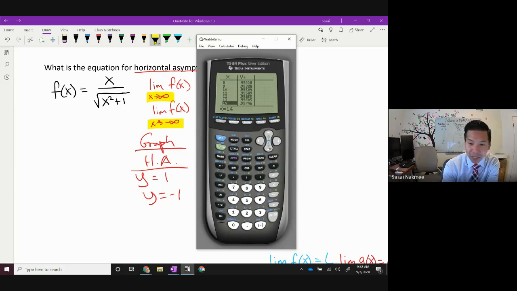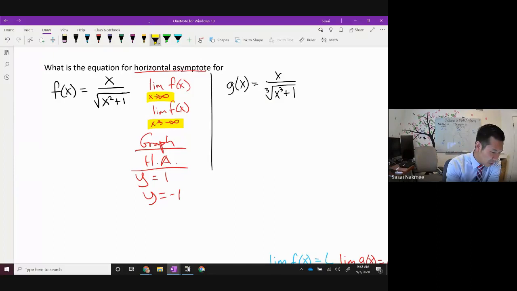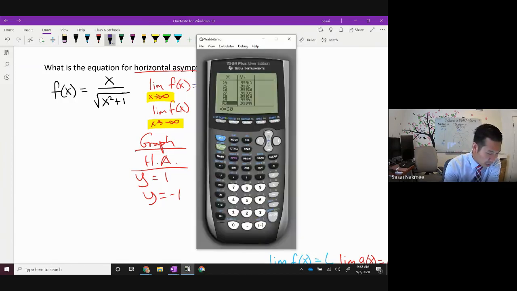I'm not even at a large number yet. I'm not even at 100 yet, but I can already see, as I'm increasing my x values, you notice the y value is approaching 0.9, 0.99, 0.9999, 0.9999. You get the idea. As I'm going off towards infinity, I can say that it looks like the limit as x goes off towards infinity of the function is approaching 1. And then I can do the same thing towards negative infinity. So I can go back the other way.